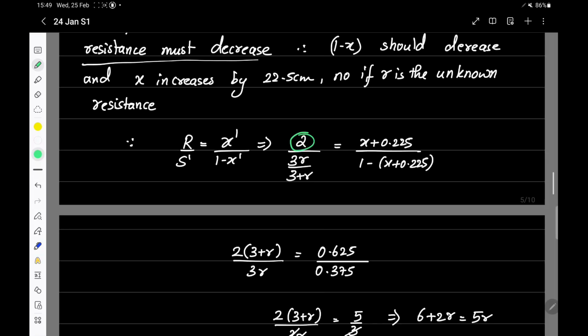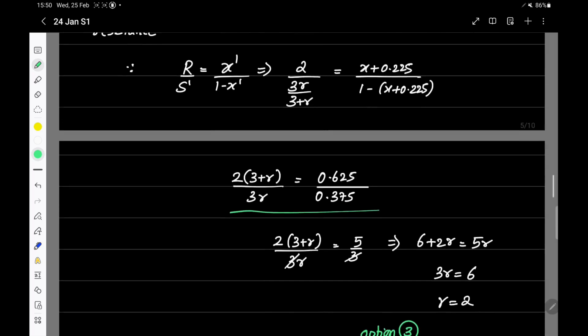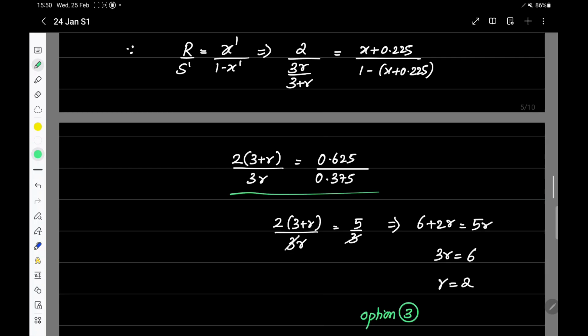So left gap resistance is same, 2, but right gap resistance has changed as parallel combination of 3 and unknown resistance R, right? So 3R by 3 plus R. Now, if we substitute the value of X as 0.4, you're going to get 2 into 3 plus R divided by 3R as 0.625 by 0.375. So 2 into 3 plus R divided by 3R is equal to 5 by 3.